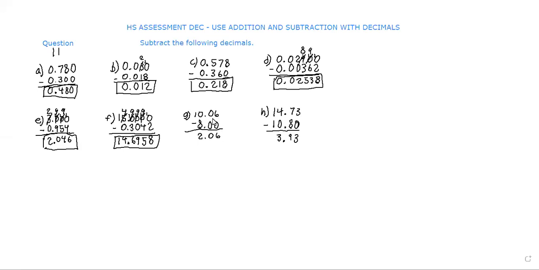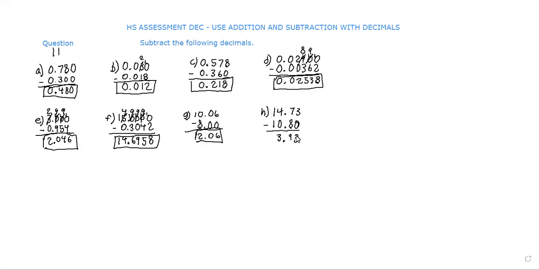Let's do letter G. 6 minus 0 is 6. 0 minus 0 is 0. 0 minus 8, we cannot do that, so we have to borrow 1. So we get the 1 there from the place value on the left. So 10 minus 8 is 2. So our answer becomes 2.06. Now we go to letter H.